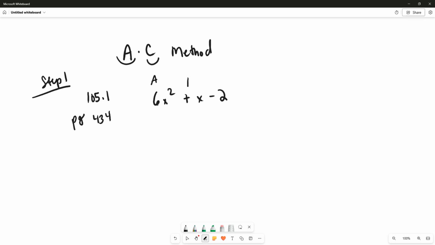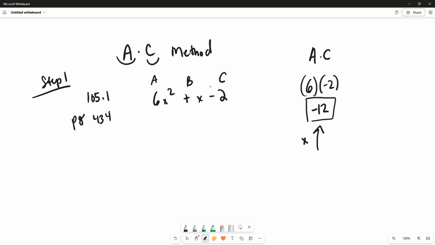This is the A term, B term, and C term. So I'm going to multiply the A times the C term, 6 times negative 2, which is negative 12. The sign does matter here because we're trying to find two factors that multiply to negative 12 and then add to whatever the B term is. In this case, it's positive 1, right? So something that multiplies to negative 12 and adds to positive 1.